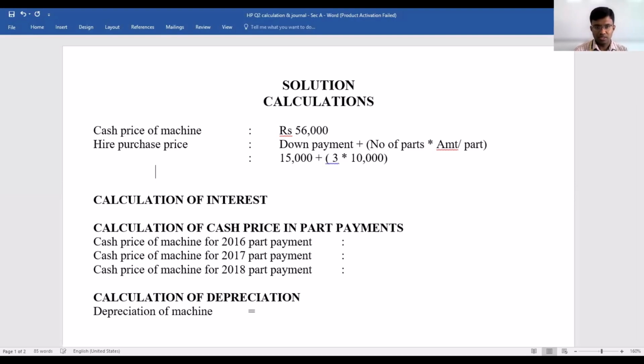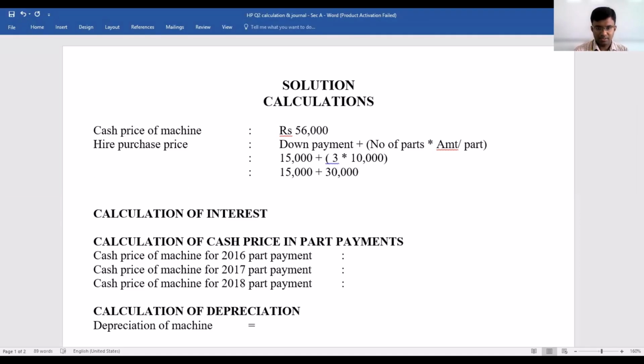So this has been paid, plus 30,000, and this works out to be 45,000. So this works out to be 45,000.